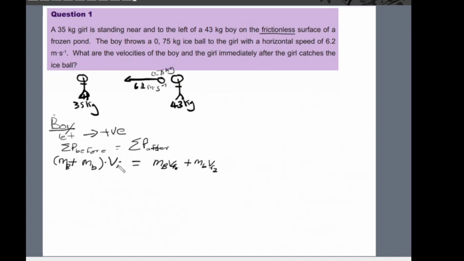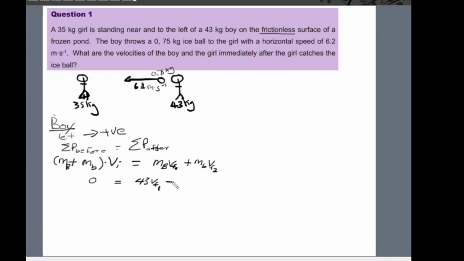So before collision, the buoy is stationary and the ball is not moving. So the initial velocity there is 0. So this side is 0, right? And then after collision, the mass of the buoy is 43 kg. The final velocity is what we want to calculate, right?